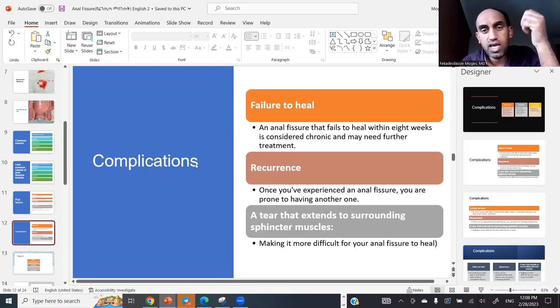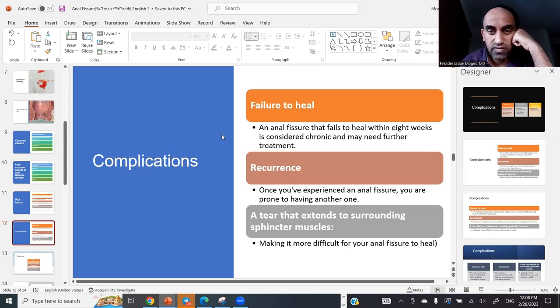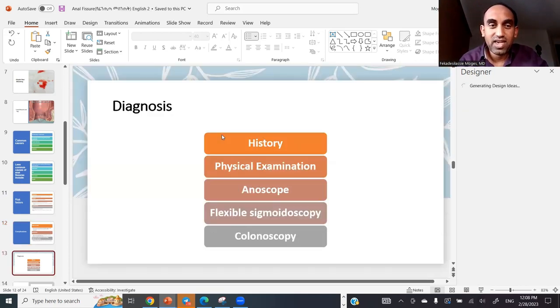So complications: it may fail to heal. An anal fissure that fails to heal within 8 weeks is considered chronic, okay? So it might need further surgical treatment. It may come back again. It can extend to the surrounding sphincter muscle and may compromise your continence, making it more difficult for your anal fissure to heal. Because if it involves the muscle, then the healing process takes a longer time and gets compromised.